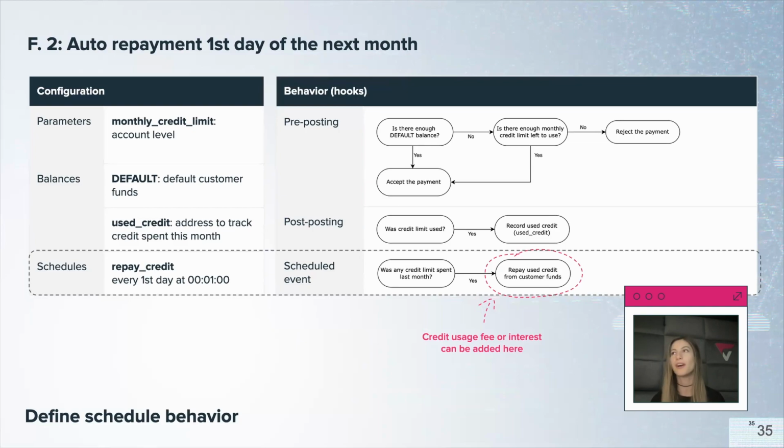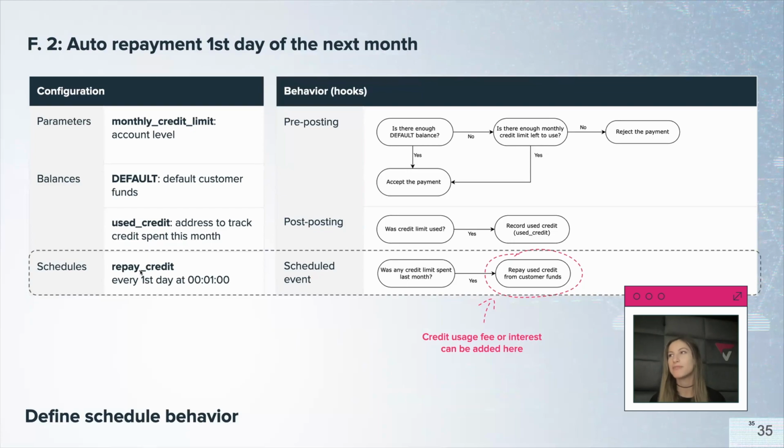And now we need to implement the last missing piece of the logic that we have, which is that in case that the customer did use some credit limit over the last month, let's automatically repay it at the beginning of the next month. For this, I'm going to look into the scheduled behavior part of the smart contracts, and I'm going to first define a schedule. That means that I'm going to define when should this automatic repayment happen.